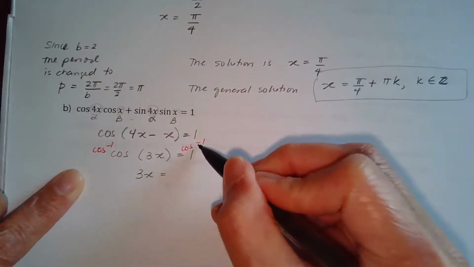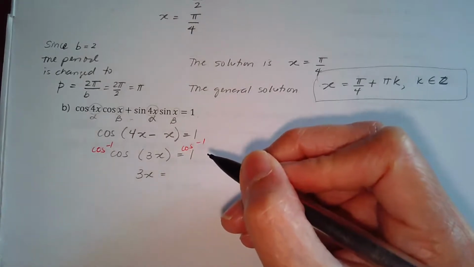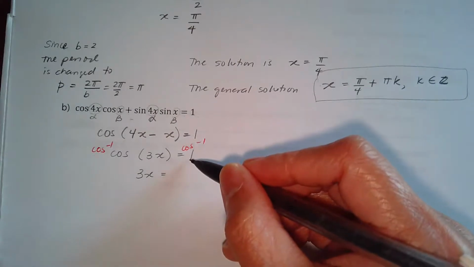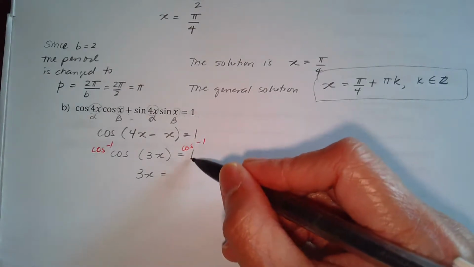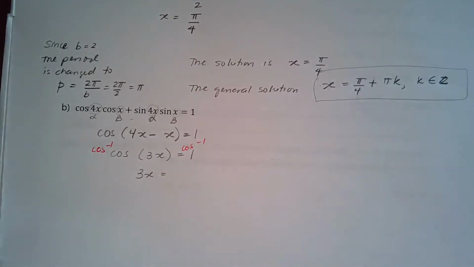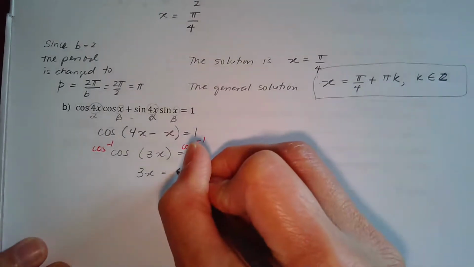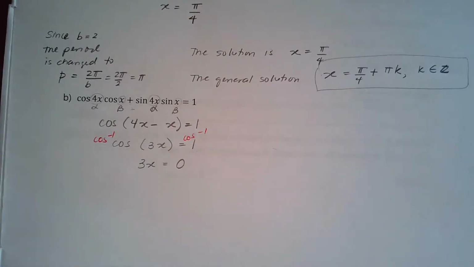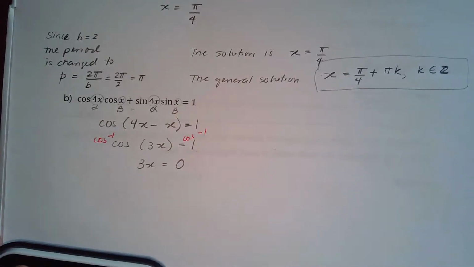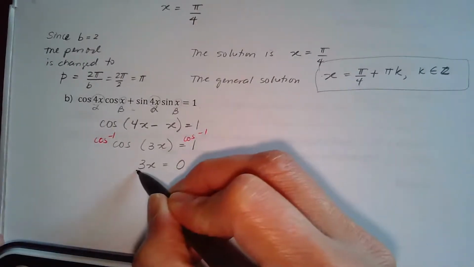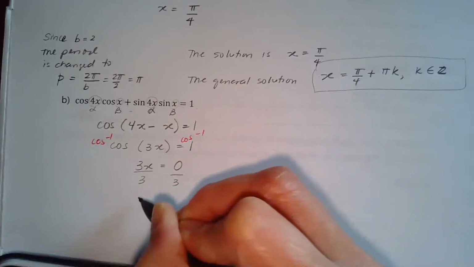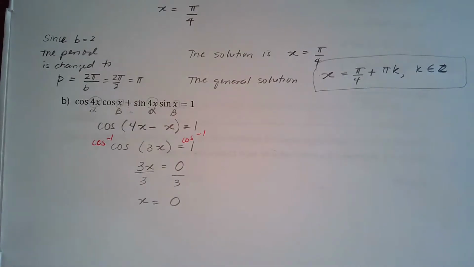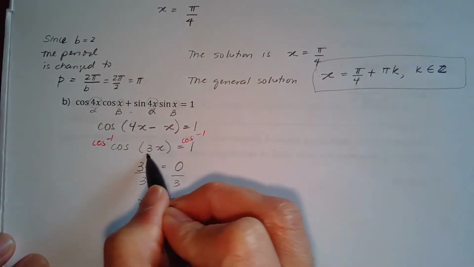And what's the cos inverse of 1? They're asking for what angle the cos is 1. Cos of what angle will give us 1? That would be 0. And then divide by 3, so x equals 0. So x is 0.